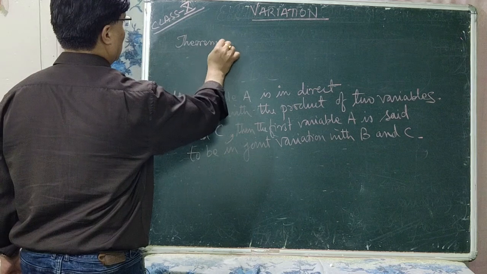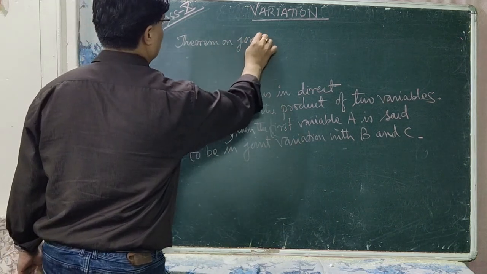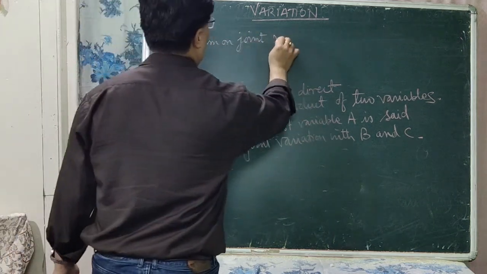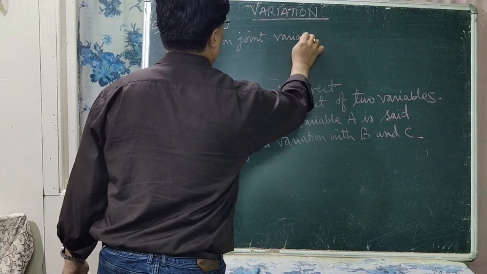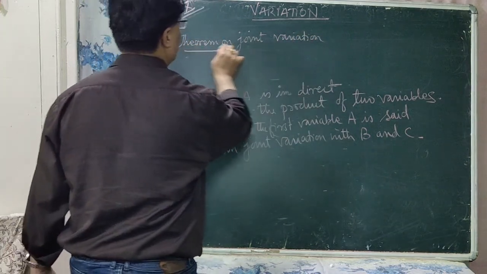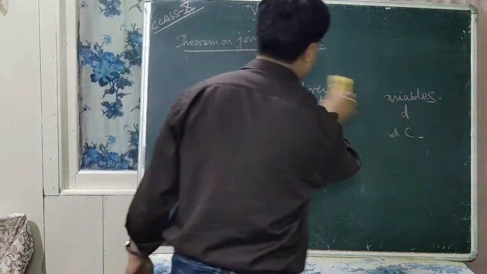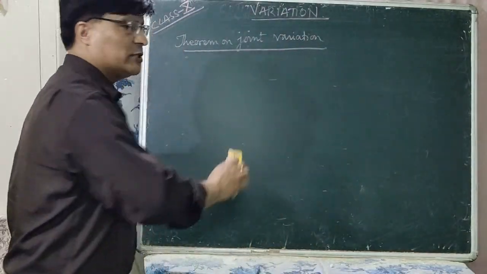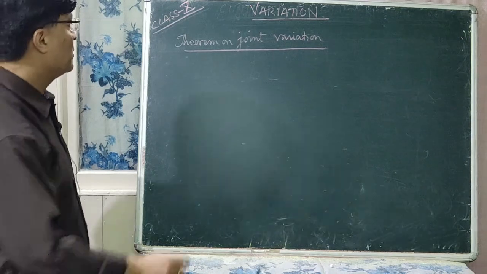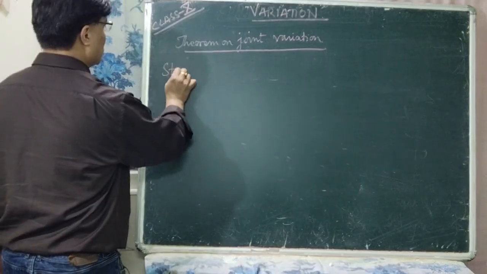Theorem on joint variation. Theorem on joint variation, right? So we will write down only the statement now. So no proof is required for this one, okay? So statement, theorem on joint variation, statement.